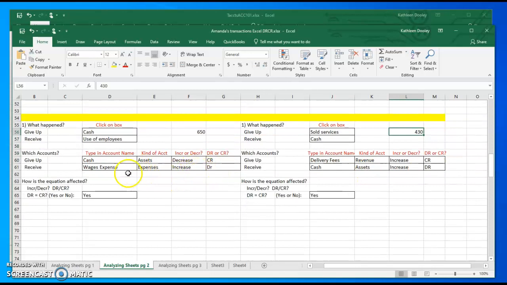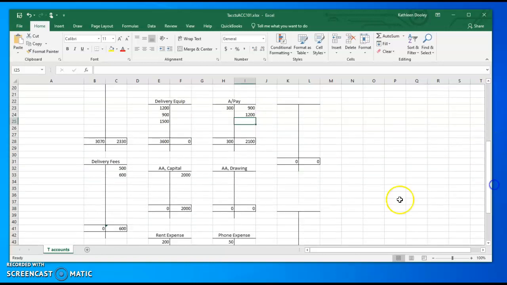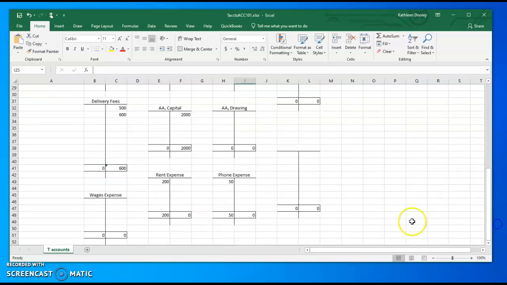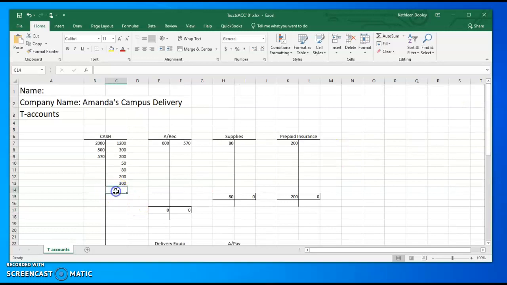Next one, I've got a debit to wages expense and a credit to cash for $650. Debit to wages, credit to cash for $650. Okay, so I find wages expense, debit of $650, and I've got a credit to cash, right side cash for $650.